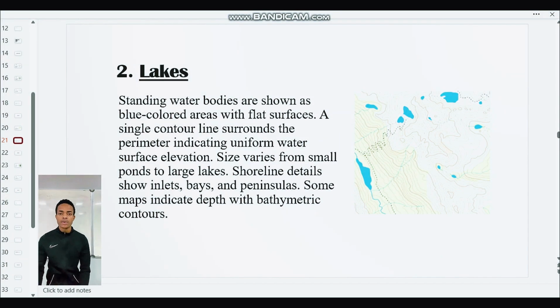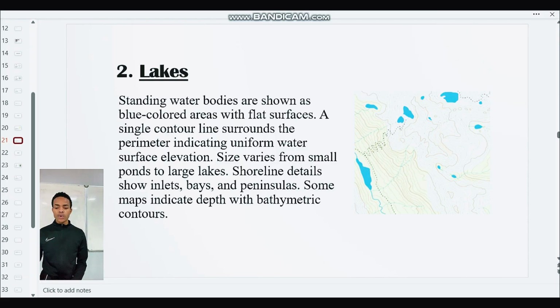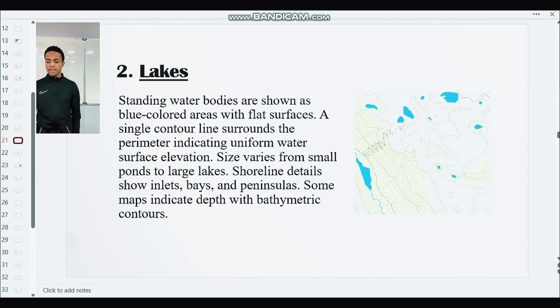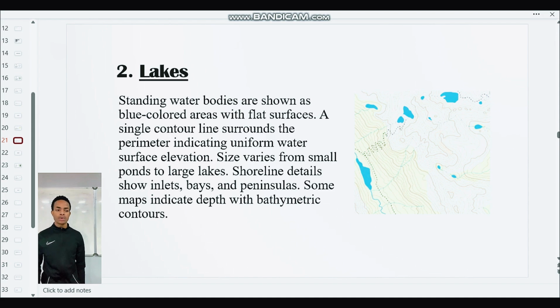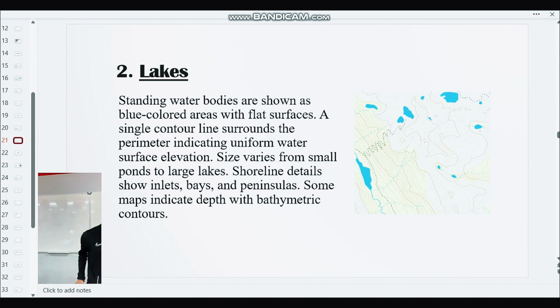And then we move on to the lakes. Lakes are standing water bodies that are shown as blue colored areas with flat surfaces. A single contour line surrounds the perimeter, indicating a uniform surface. Size varies from small ponds to large lakes. Shoreline details show inlets, bays, and peninsulas. Some maps indicate the bathymetric contours. And then we move on to make a great reference.